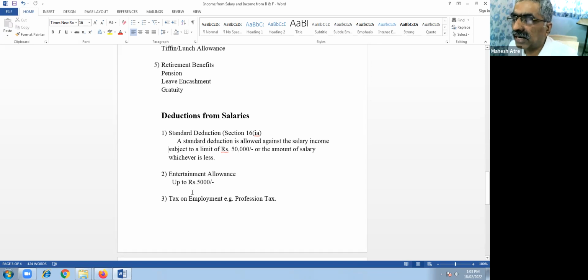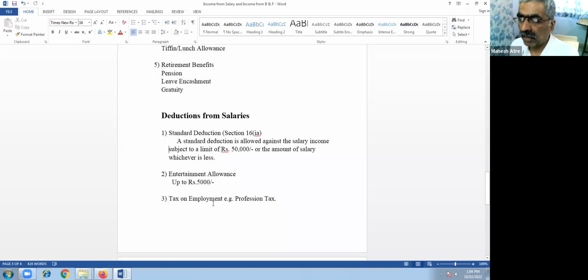I am going to discuss the second deduction, entertainment allowance. Now please try to understand, in case of entertainment allowance, if the allowance is paid to the employee, then the deduction is available. If the entertainment allowance is not paid to the employee, he is not going to get the deduction. And what is the maximum limit? The deduction is of rupees 5,000.